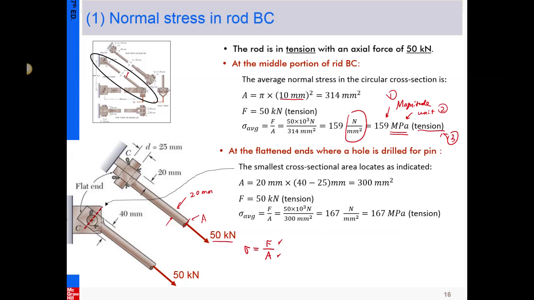And now we move on to determine the stress at the flattened end. So basically it's here. Okay, so we want to determine the stress at the flattened end of the bar. For this portion I highlighted the cross section, and let me draw the cross section of the flattened end. So that is something like this. And then here is a hole, to allow for the pin to go through.